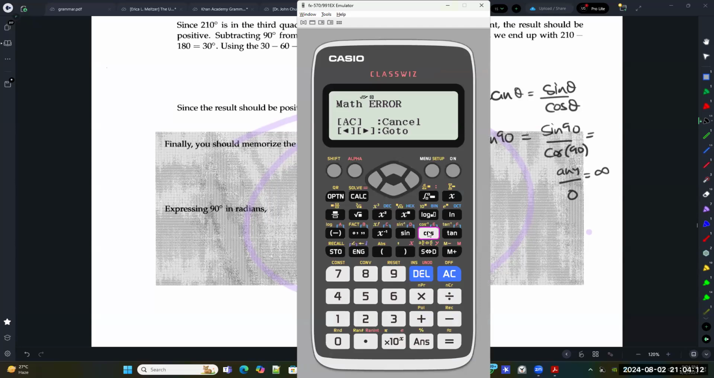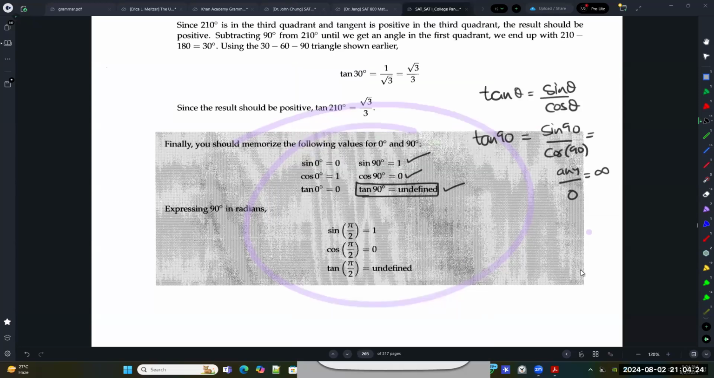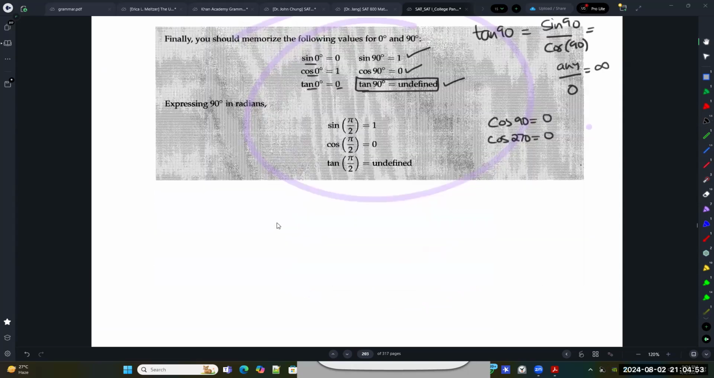So in short, if I tell you cos of 270 is also 0, then that means tan of 270 is undefined. Cos of 90 is 0 and cos of 270 is 0. Sine 0 is 0, cos 0 is 1, tan 0 is 0. Sine pi by 2 is the same as 90. Tan pi by 2 is undefined because when you say pi by 2, you say radians.